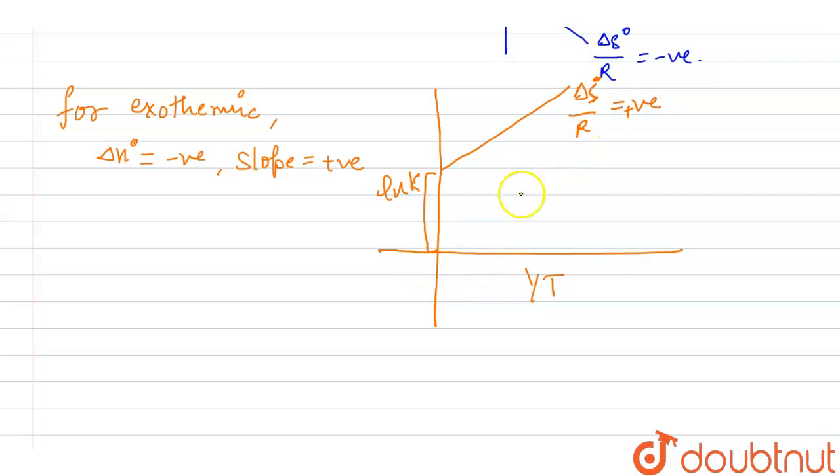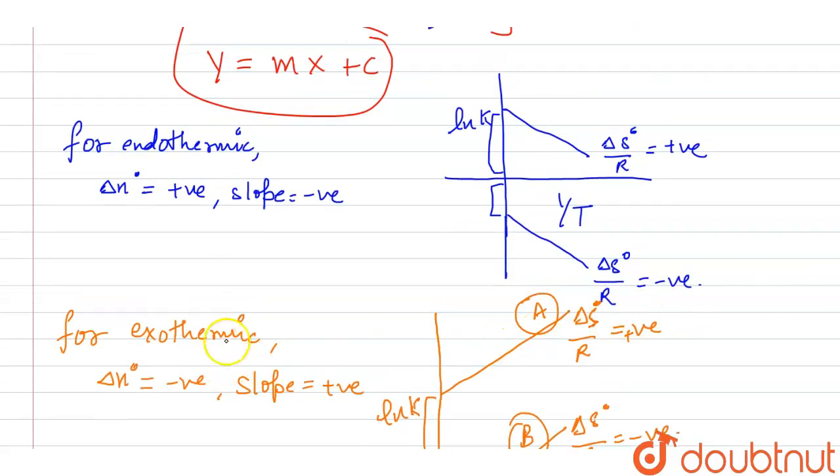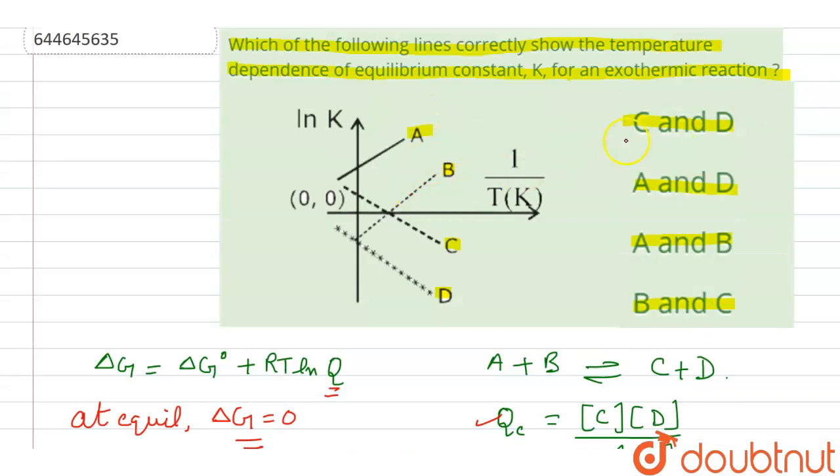And if it is negative, the line will be lower on the intercept side, so this will be like this. The delta S naught upon R value will be negative for this line. So if I call this straight line A and this B, right? This is the graph for exothermic reaction, and the intercept values depend on delta S naught, right? So the two straight lines showing the temperature dependence of equilibrium constant K for an exothermic reaction are A and B, right? So A and B is the correct answer, that is the third option.